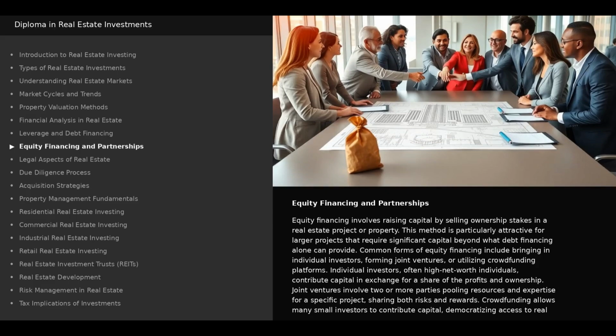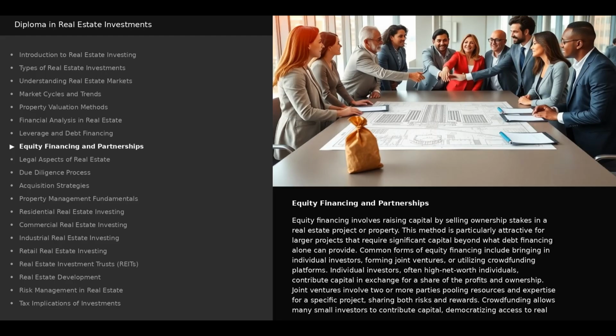Equity financing and partnerships. Equity financing involves raising capital by selling ownership stakes in a real estate project or property. This method is particularly attractive for larger projects that require significant capital beyond what debt financing alone can provide. Common forms of equity financing include bringing in individual investors, forming joint ventures, or utilizing crowdfunding platforms.